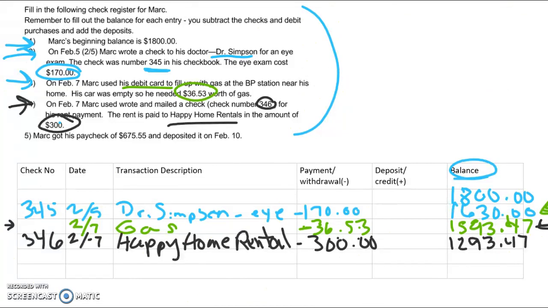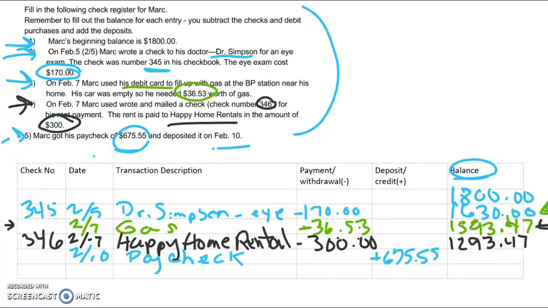Now, there's one more thing listed, so let's go back to our blue. This says that Max got his paycheck. So that's the amount we're going to put in, and that's a plus amount because it is a deposit of $675.55. It was deposited on February 10th. So you might want to write "paycheck" in the description.